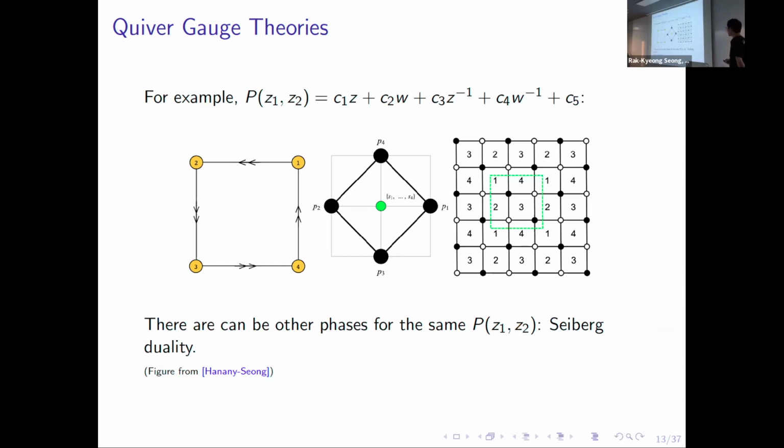And of course, given a Newton polygon and its Laurent polynomial, the dimer model and the quiver are generically not unique. You can have different phases of the dimers following certain algorithms, and these different quivers and dimers are expected to be dual to each other, which is the so-called Seiberg duality.